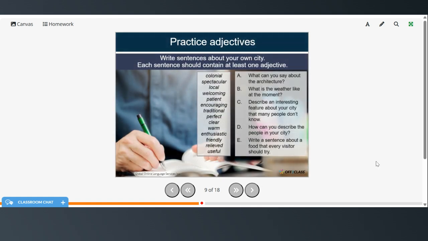So now write some sentences about your own city, and each sentence should contain at least one adjective. What can you say about the architecture? What is the weather like at the moment? Describe an interesting feature about your city that many people don't know. How do you describe the people in your city? And write a sentence about a food that every visitor should try.